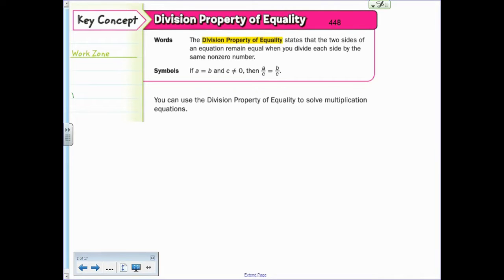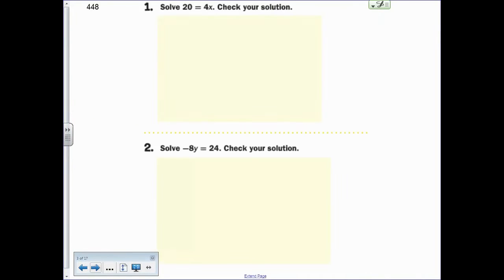All right, today we're going to be solving equations using multiplication and division. The division property of equality states that two sides of an equation remain equal when you divide each side by the same non-zero number. In other words, when you divide on each side of the equation, you cannot divide by zero. Let's take a look at example number 1.